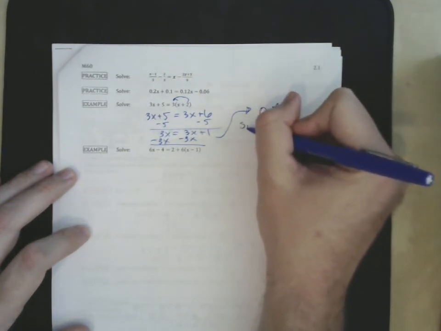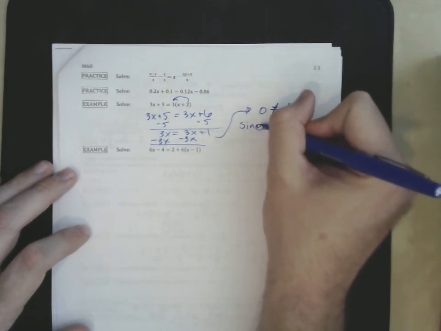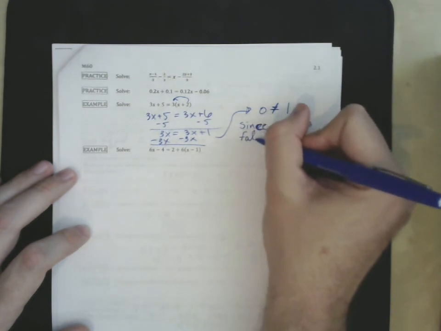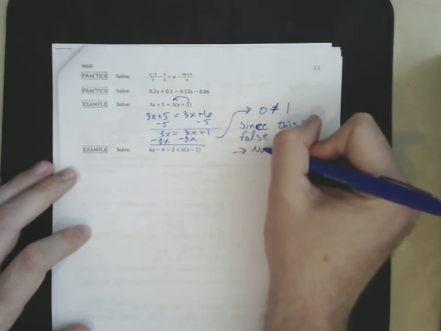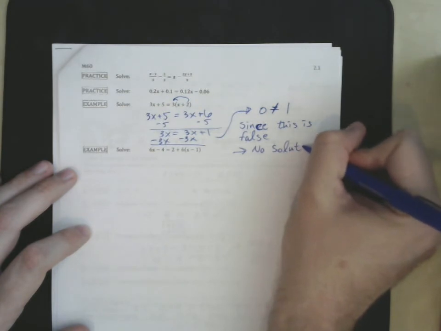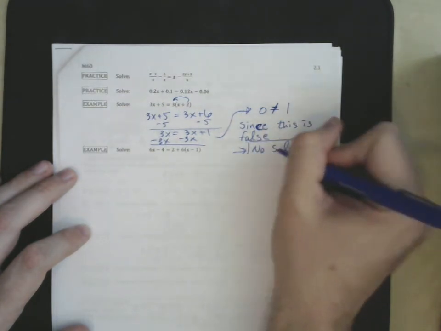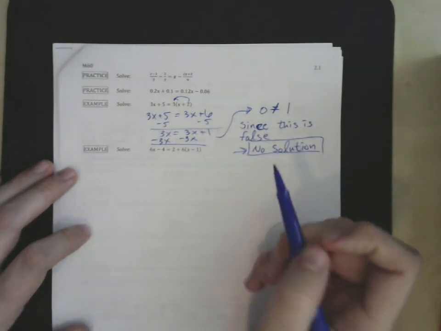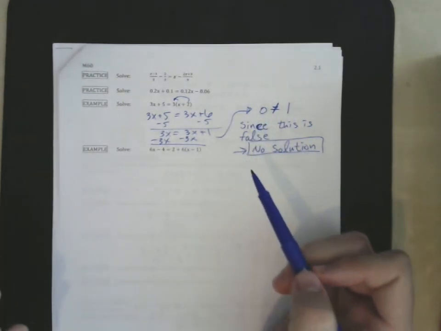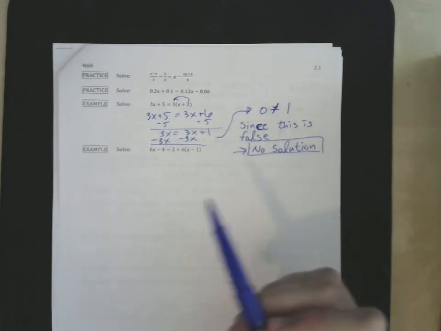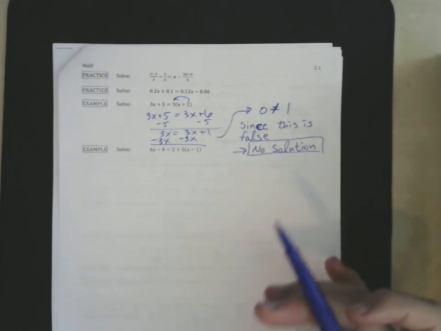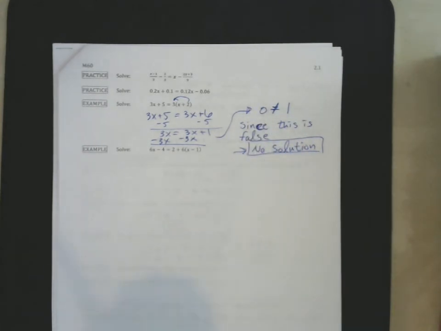So since this is false, we say no solution. Because 0 can never equal 1. So when you run into this, this is how you know you have no solution. Additionally, when you're checking your work, as I hope that you are checking some of them at least while we get the hang of this, if you get something like this, that means that your answer was wrong, just like at the very beginning.